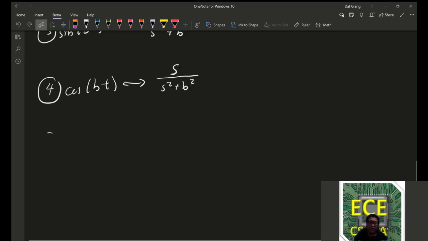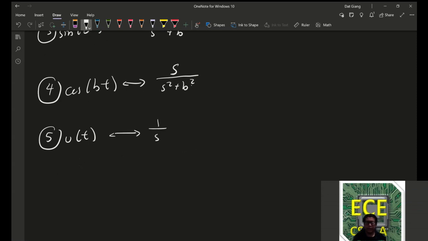Now, 5, u of t is not necessarily very interesting. This actually just becomes 1 over s. But u of t minus t naught is interesting, because this is the idea of the time shifting property. So we have e to the negative t naught s divided by s. That is the time shift rule.